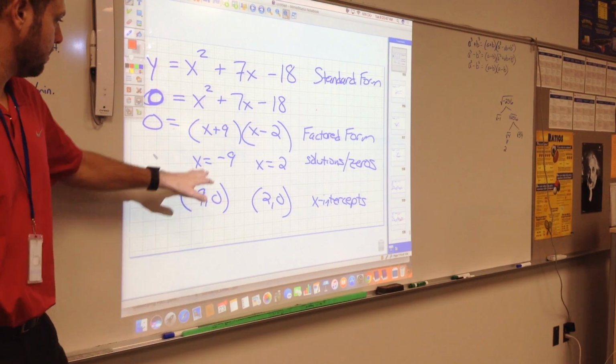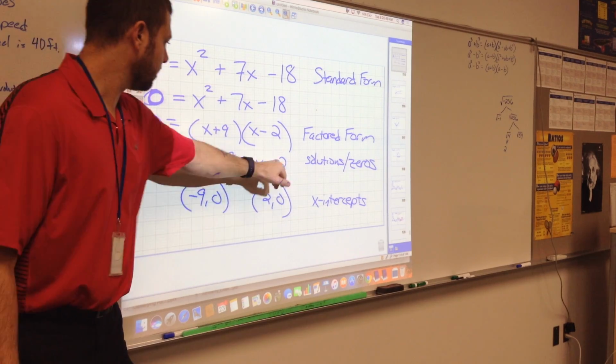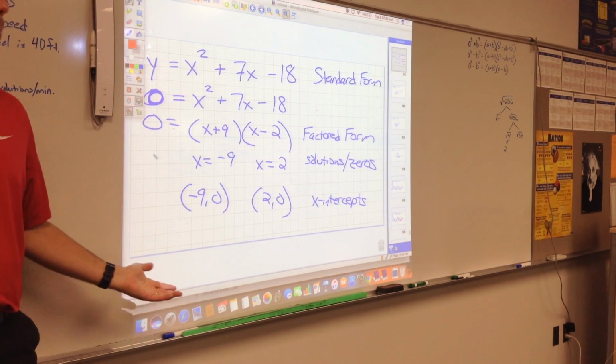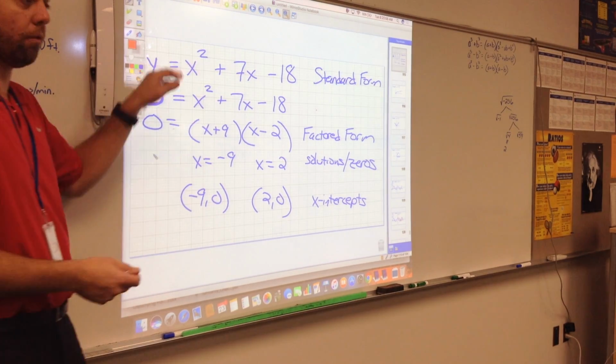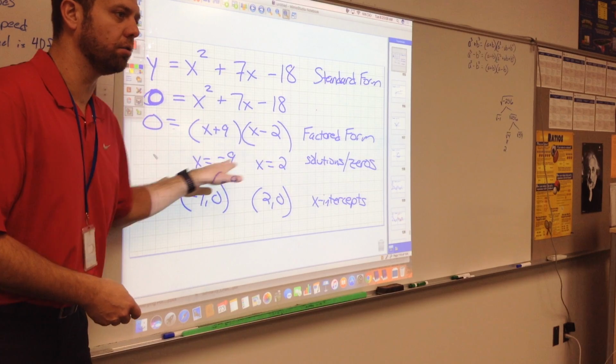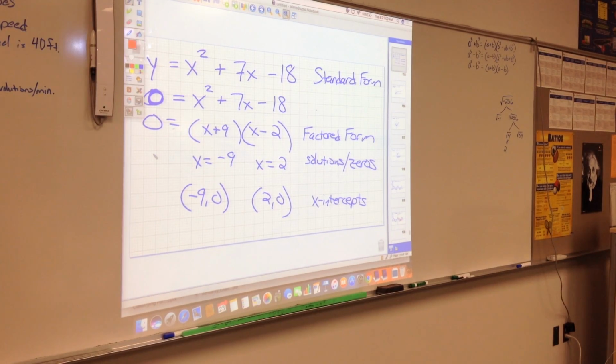-9 is a 0, and 2 is a 0. Other numbers would not be zeros. You could try any other number you want to, and you won't get 0 for y. So these are the only two zeros of that polynomial. Does that make some sense?